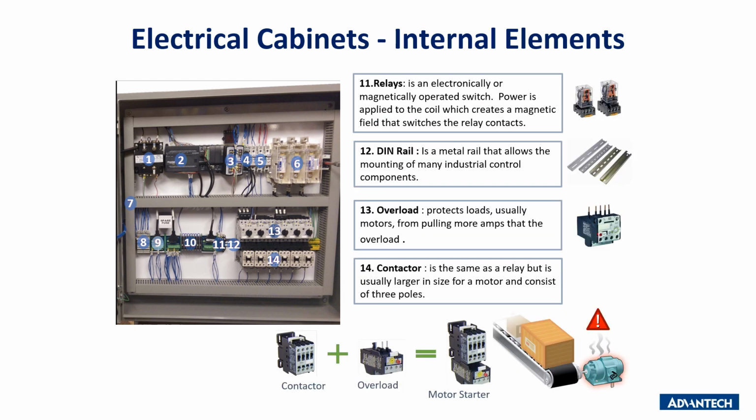11. Relay is an electronically or magnetically operated switch. Power is applied to the coil, and it switches the relay contacts. As a result, the contact that was open at the beginning will change status and turn to be closed. 12. DIN rail is a metal rail that allows the mounting of many industrial control components.